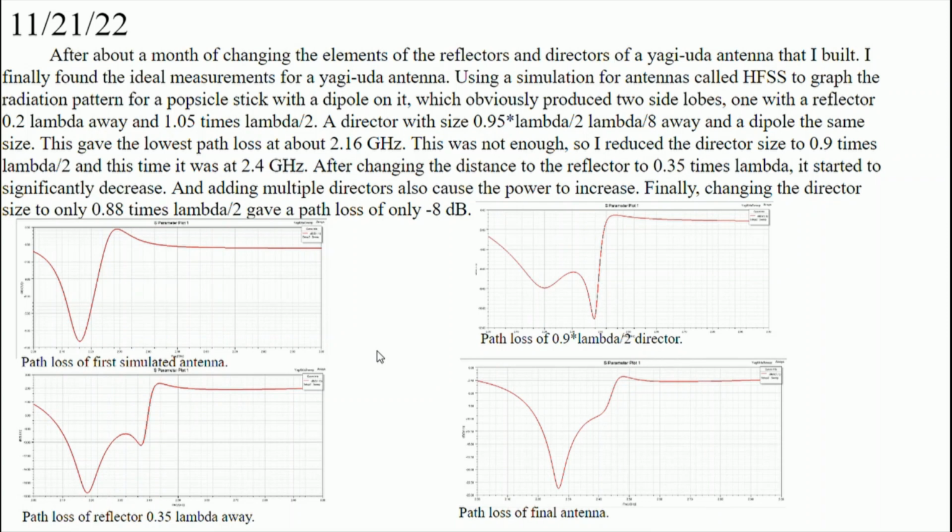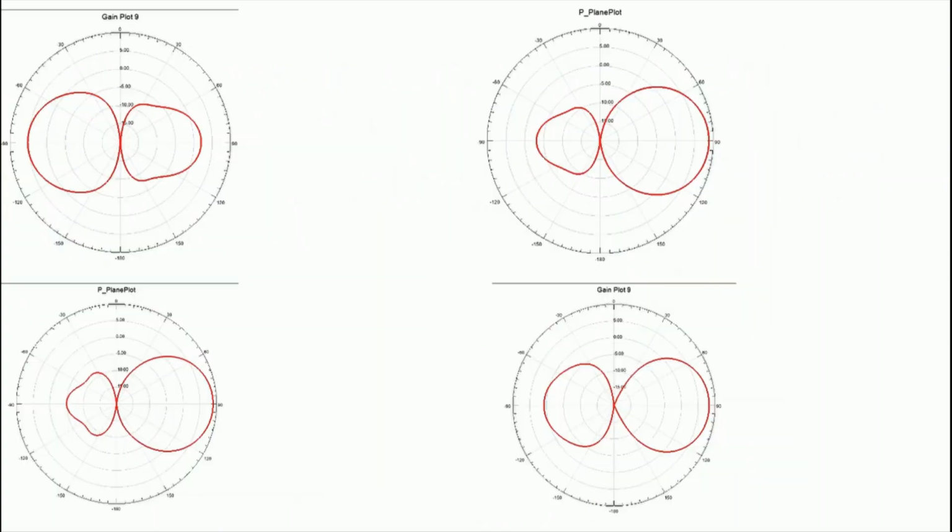Finally, I concluded that a radiator length of 0.475 lambda, a reflector length of 0.55 lambda, and a director length of 0.45 lambda gave the maximum gain of 8 dB in the wanted direction.